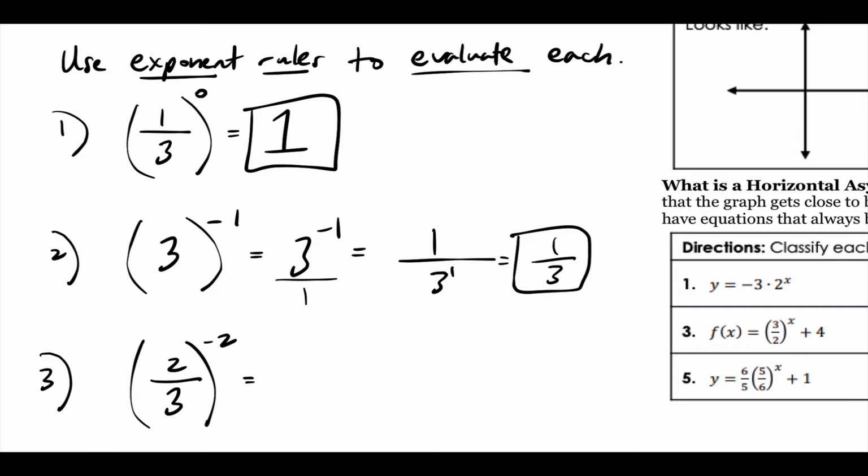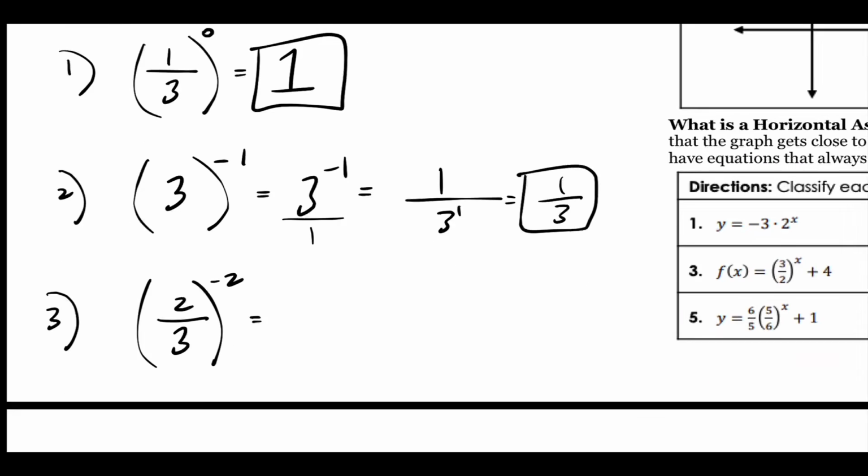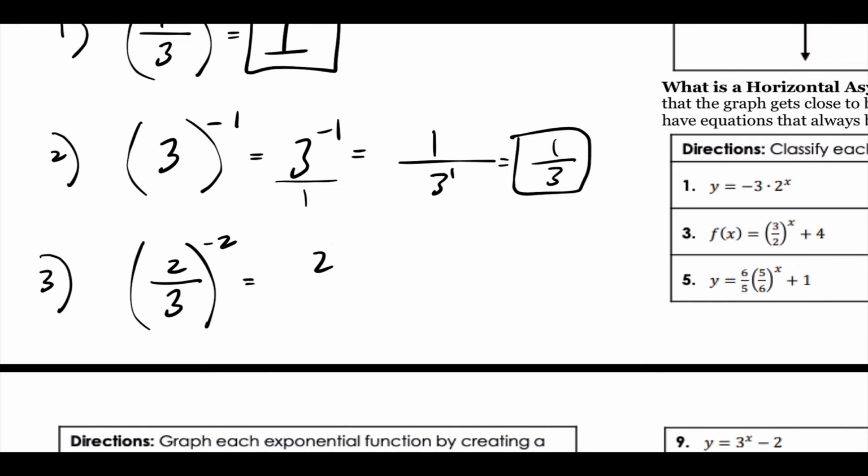The last one. Well, again, if I have a fraction to a power with parentheses, what do I got to do? Distribute the power. Okay. So when I distribute the power, I get 2 to the negative 2 and 3 to the negative 2.